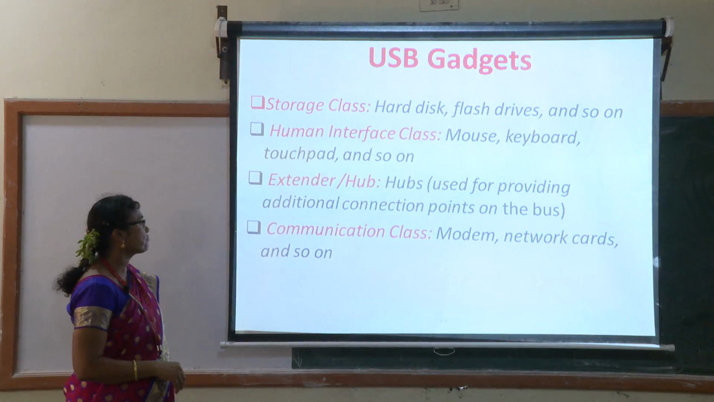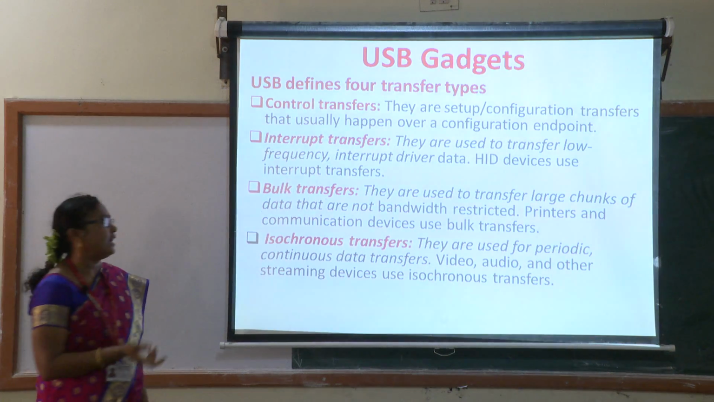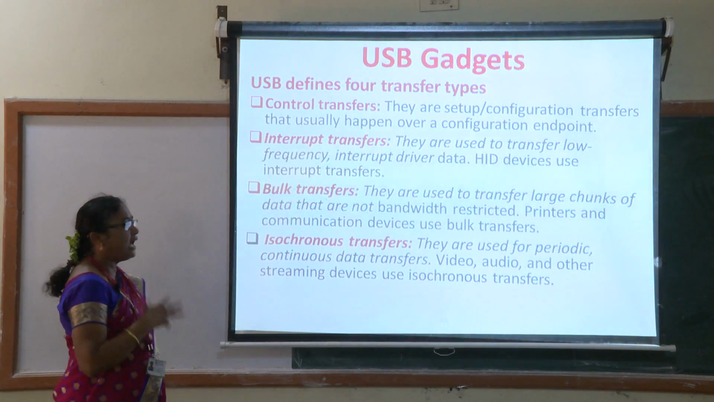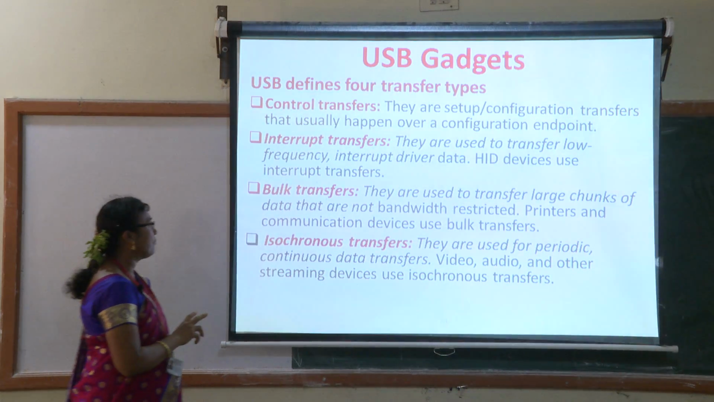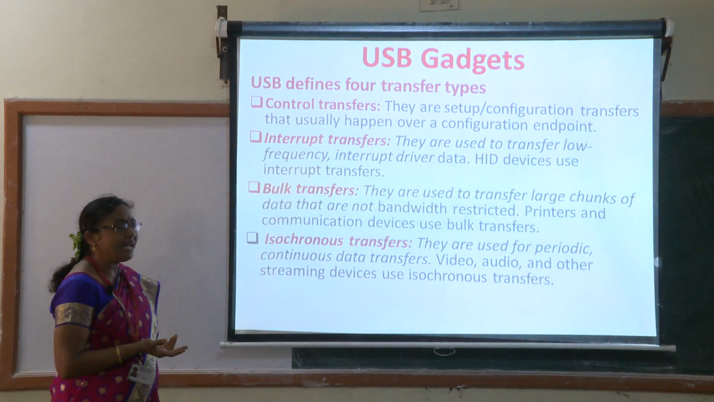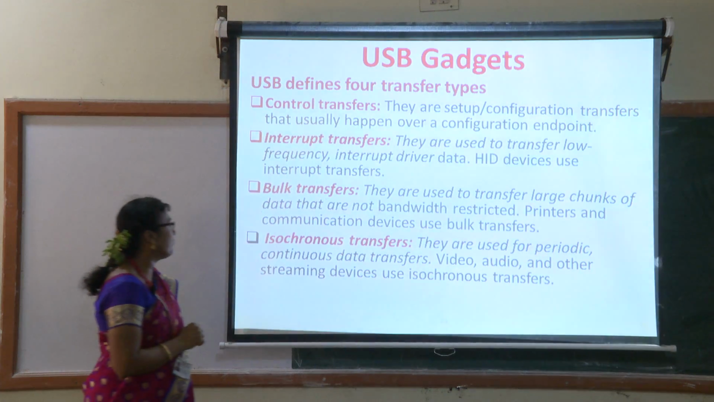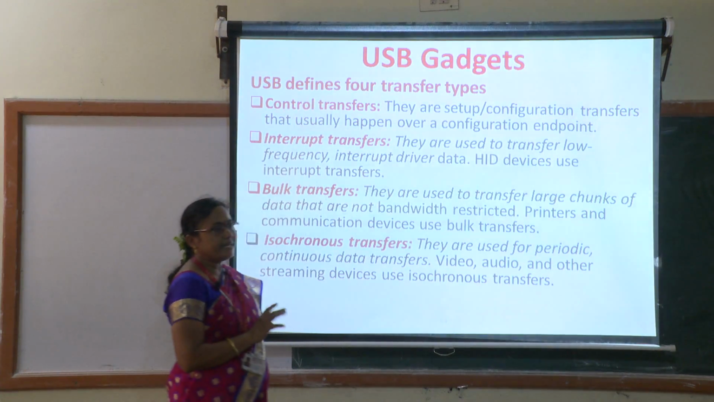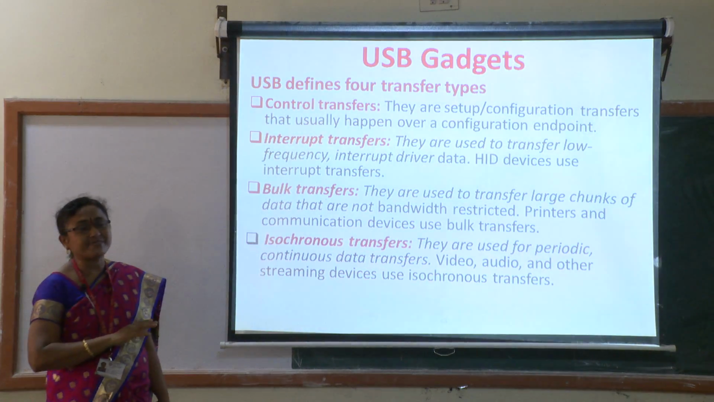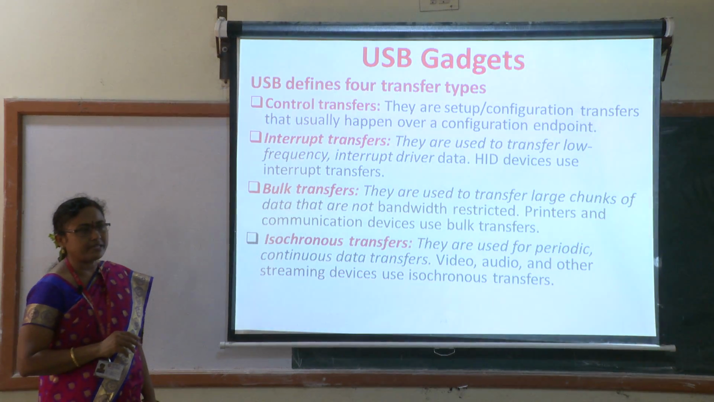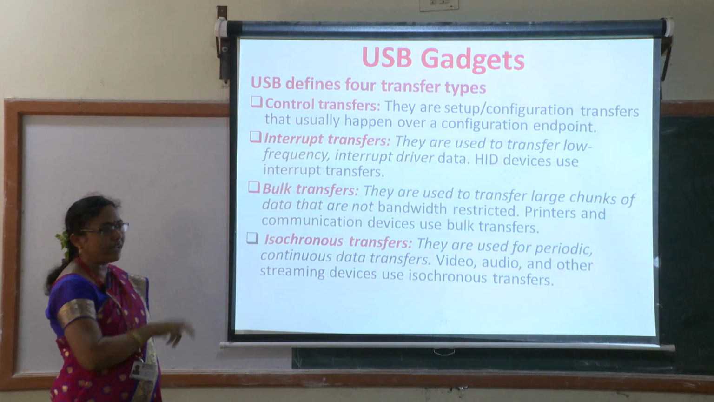Next slide. Now, depending on the transferring of data, you again have 4 ways of transferring data: control transfer, interrupt transfer, bulk transfer and isochronous transfer. Depending on this, the data will be transferred character by character or as bulk data. Depending on the communication, this is how the frame structure will be defined.